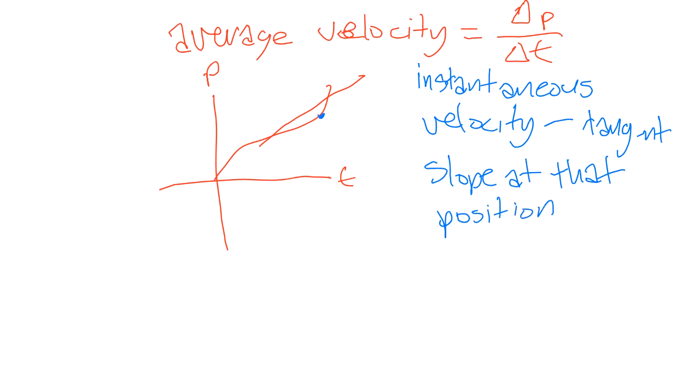So once again, that would just be finding the tangent line right here, and then just finding the slope, and that's going to be your instantaneous velocity. So does anyone have any examples or have anything you want me to go over, for anything we've covered today?